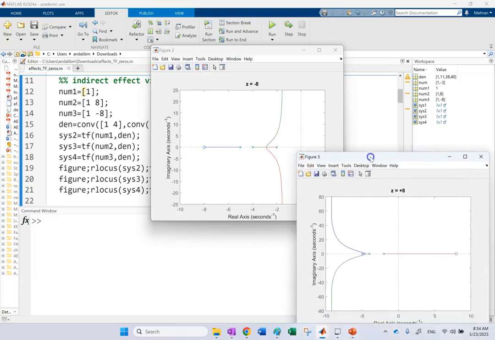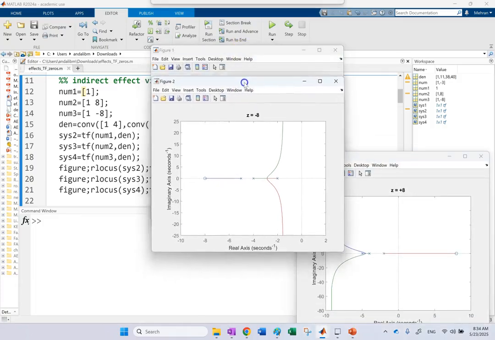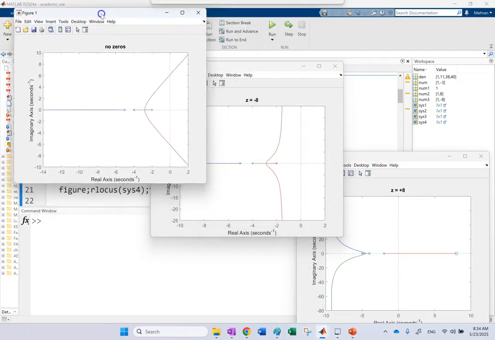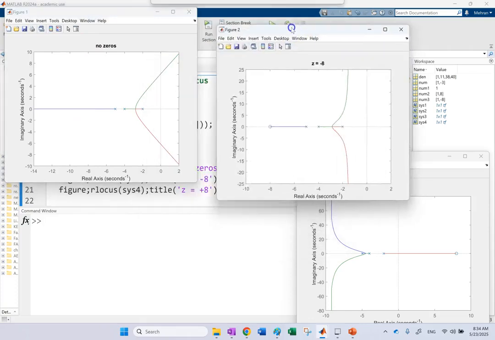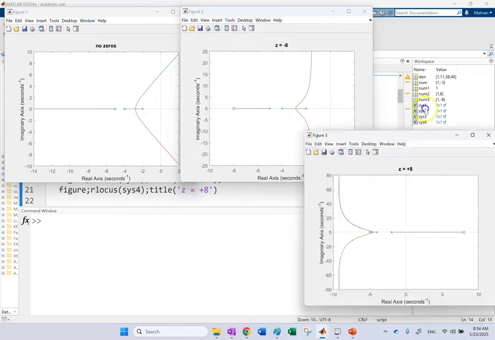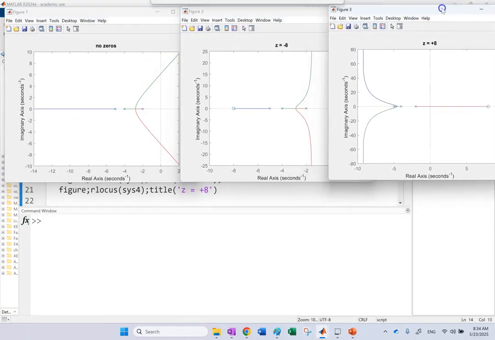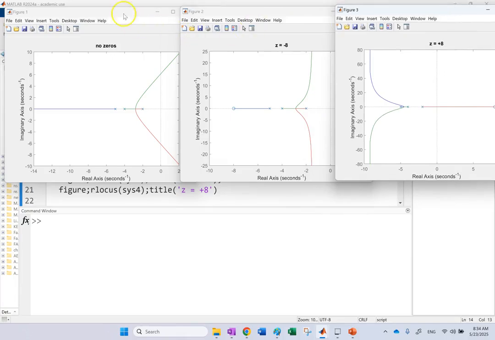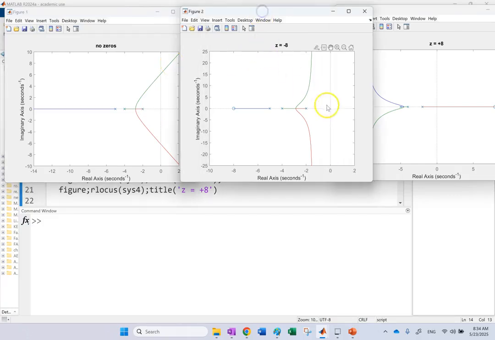There we go. So look here. This is very interesting, right? So this is the original system with basically no zeros, right? Look at that. Clearly, you can see that these two branches will end up in the right side for some big k values. Now, if I add one at -8, look, there is no branch on the right-hand side for any k value. So this system is clearly more stable than that.